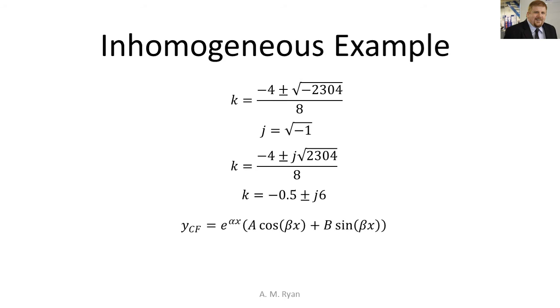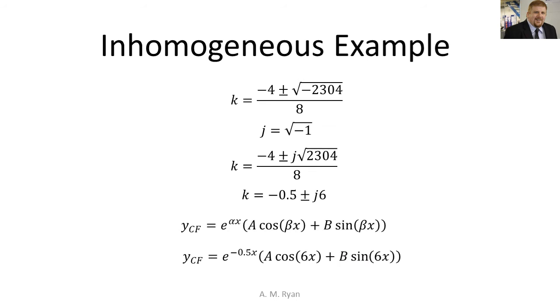Although the process is exactly the same, this is obviously going to be a little bit harder to work with because it's a little bit more complicated. But this is our general rule, and alpha is the real part of our complex root and beta is the j part of our complex root. So in this case, our complementary function is going to be e to the minus 0.5x times a cos 6x plus b sine 6x.